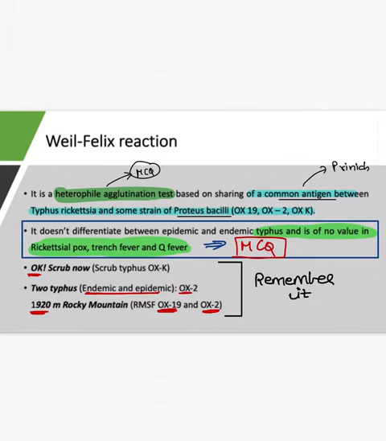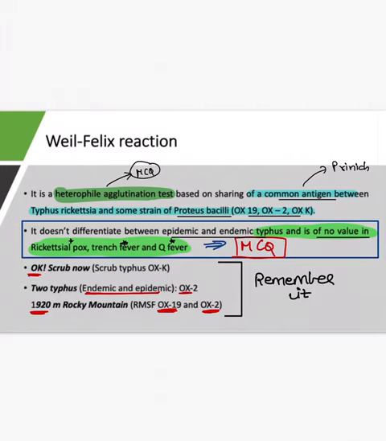Okay, so we have three things, OX19, OX2 and OXK. It does not differentiate between epidemic and endemic typhus, guys. And it is of no value, meaning where you cannot use it, guys. In pox, it is of no use. In trench fever, it is of no use. And guys, in Q fever, it's not used, guys. Okay, so here it's useless, guys.